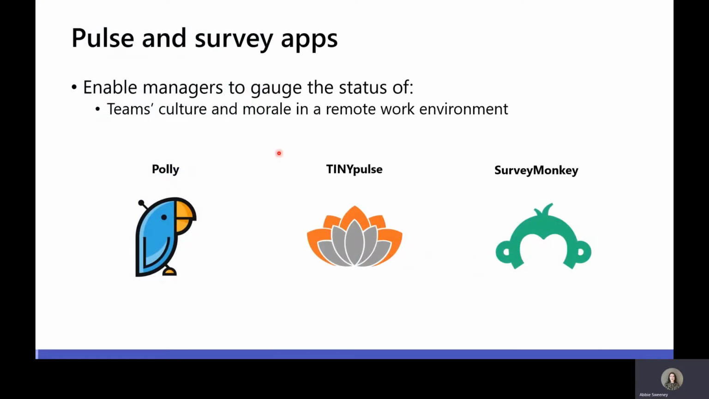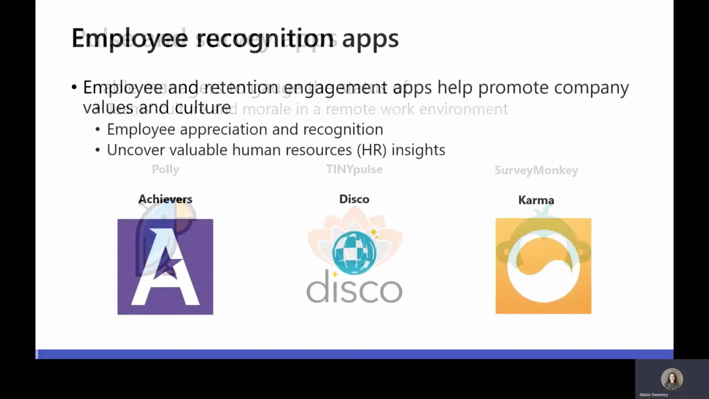So polls and survey applications. A lot of really common ones that we use are Polly, Tiny Polls, and SurveyMonkey. I'm sure that a lot of people have heard of a couple of these or are already using them. And in terms of employee recognition apps, a couple of others that you may or may not have heard of, Achievers, Disco, Karma. These are really great applications to see very valuable information around how your employees are working, how they're feeling, how they are engaged with the company and what could they do better.